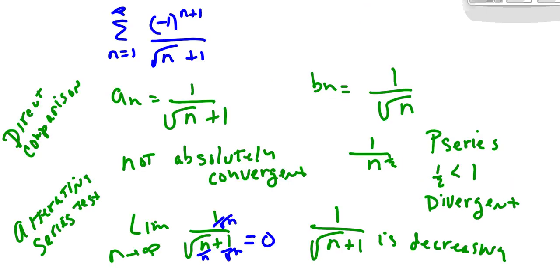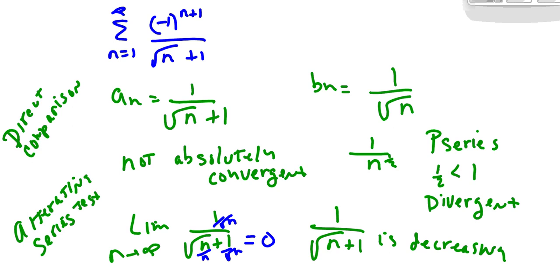Okay, so now we have another series, negative 1 to the n plus 1 over the square root of n plus 1. Now I'm going to do a direct comparison. So a sub n equals 1 over square root of n plus 1. B sub n is 1 over the square root of n. So b sub n is larger because we don't have the plus 1 on the bottom. A smaller denominator means a larger series. So we look at 1 over the square root of n. That's 1 over n to the 1/2. That is a p series. So 1/2 is less than 1, so that is divergent. So we know automatically this is not absolutely convergent.